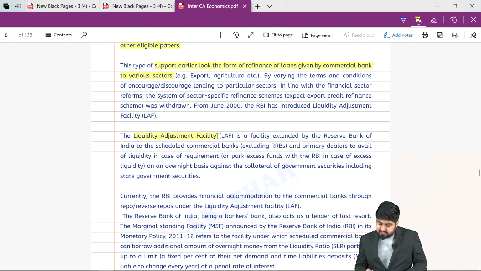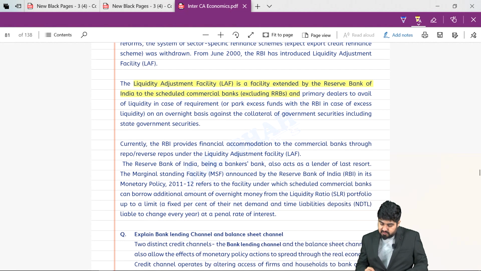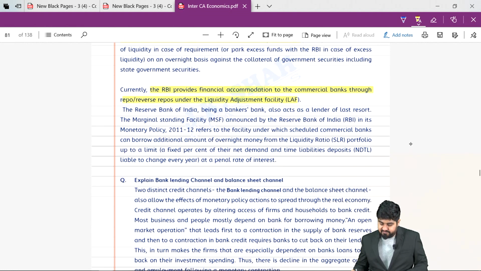Liquidity adjustment facility is an extension by the Reserve Bank of India to the commercial banks, but not to the RRBs, that is, regional rural banks. RBI's financial accommodation to commercial banks through repo and reverse repo rates are under LAF.